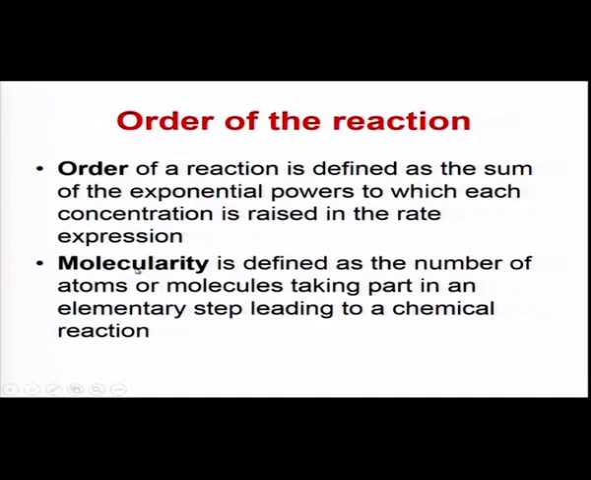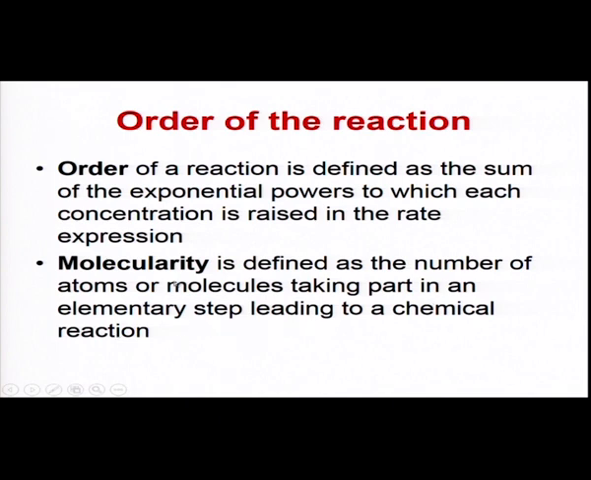And in chemical kinetics, there are two important terms. One is the order of the reaction, which is very, very important, and the other one, based on the stoichiometric equation, is the molecularity. The order of a reaction is defined as the sum of the exponential powers to which each concentration is raised in the rate expression, and this is an experimental quantity. Based on a particular chemical kinetics reaction, we have to find out experimentally what the order of the reaction is, whereas the molecularity of a reaction is defined as the number of atoms or molecules taking part in an elementary step leading to a particular chemical reaction.